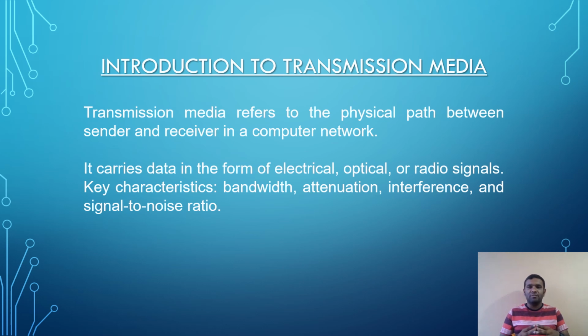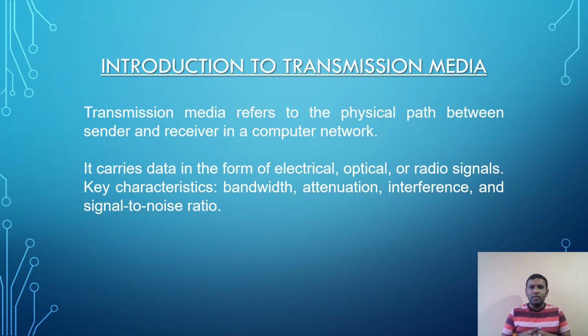Introduction to transmission media. Transmission media refers to the physical path between sender and receiver in a computer network. It carries data in the form of electrical, optical, or radio signals. The most important key characteristics of transmission media are bandwidth, attenuation, interference, and signal to noise ratio. These are the key characteristics which we will be discussing in the video.